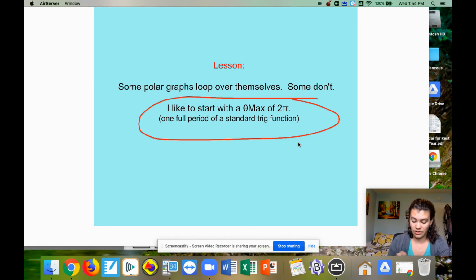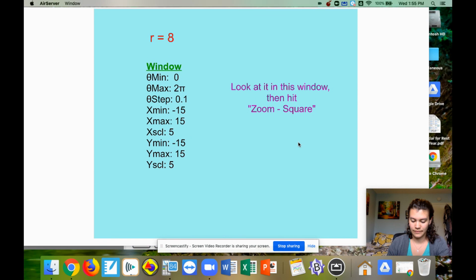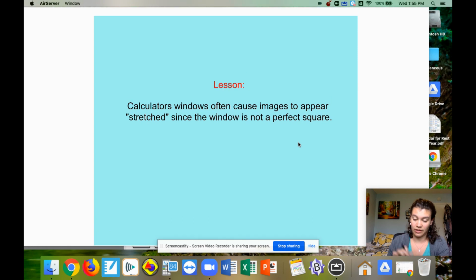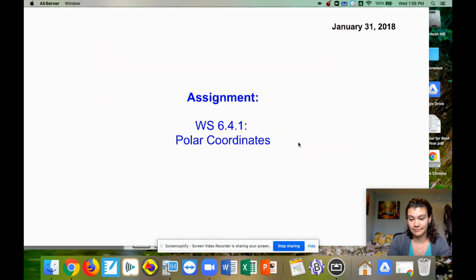So generally start with your theta max going to 2 pi, so 0 to 2 pi. Sometimes you'll have to go bigger than that, but this idea comes from standard trig functions, which usually have a period of 2 pi. Okay, so graph this one and then hit zoom square. If you just normally graph it, you'll get an oval. If you hit zoom square, you'll get the circle. The lesson from this is that your calculator window is a rectangle, so it stretches everything out to be rectangular. If you want it to be square, you can hit zoom square. Otherwise your image is going to be a little stretched out when you look at it. And that's it. Your assignment's on Schoology.